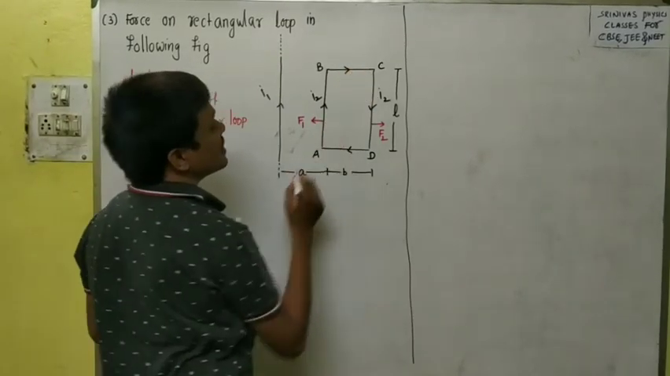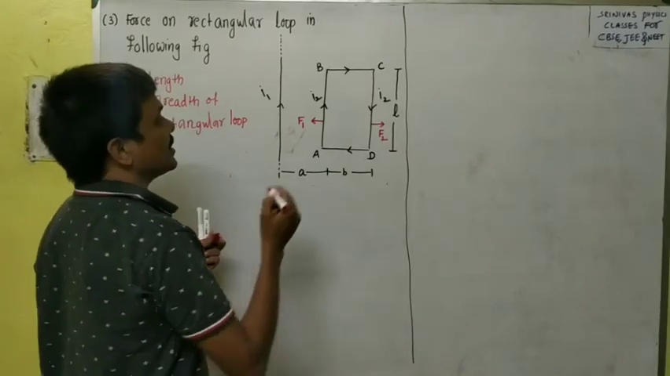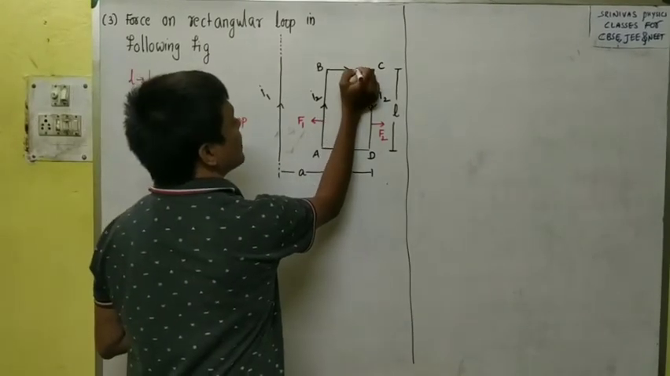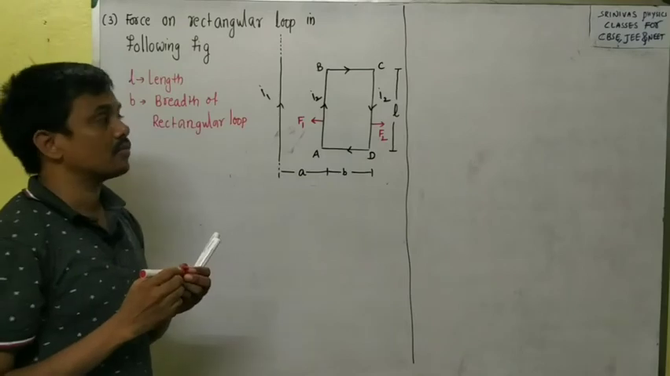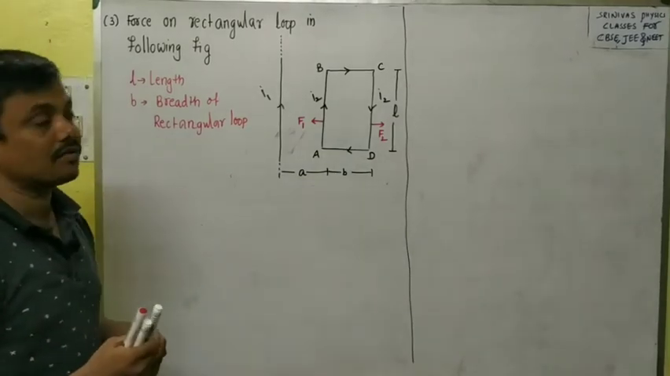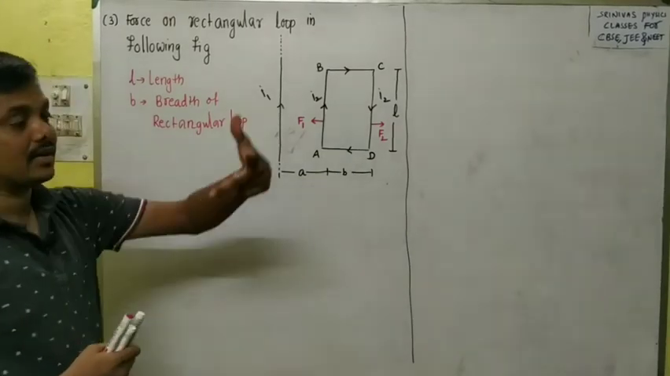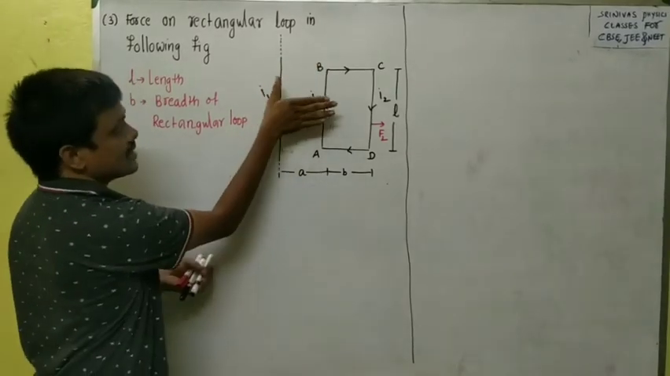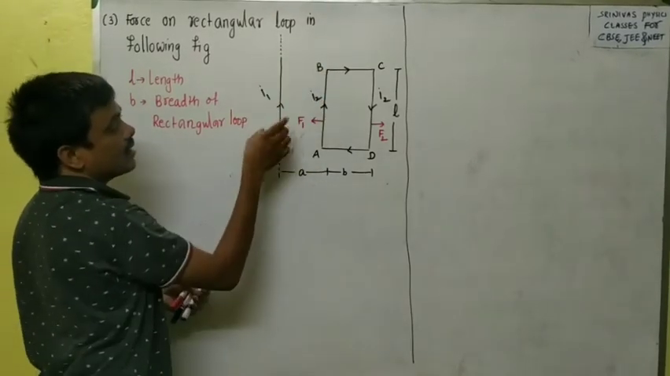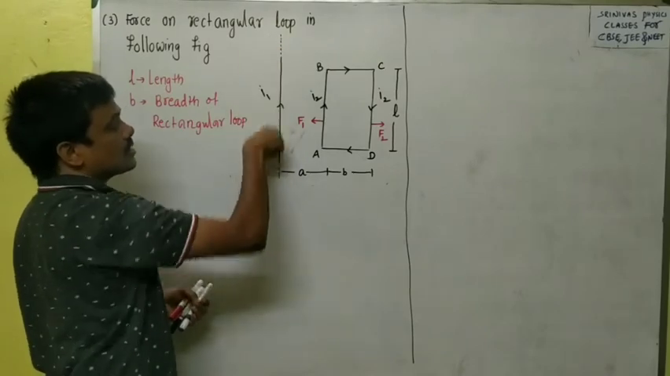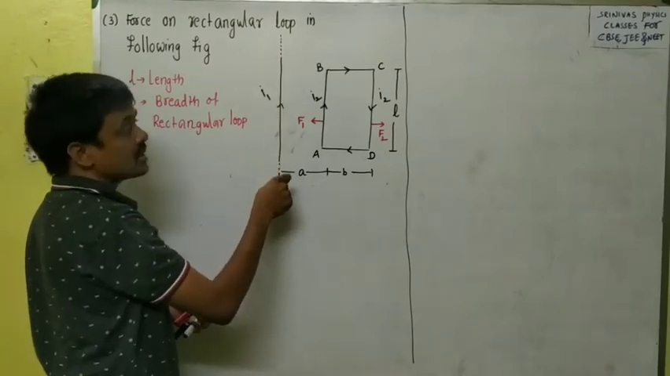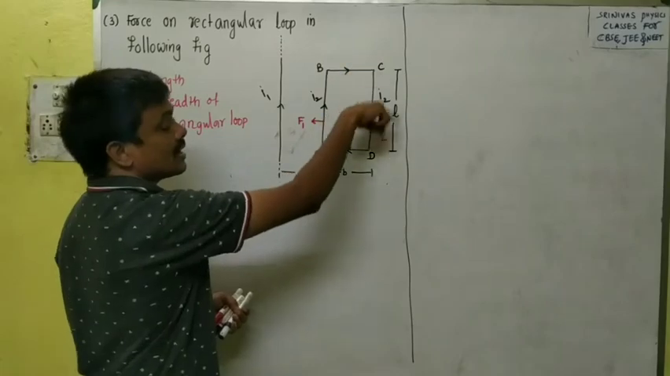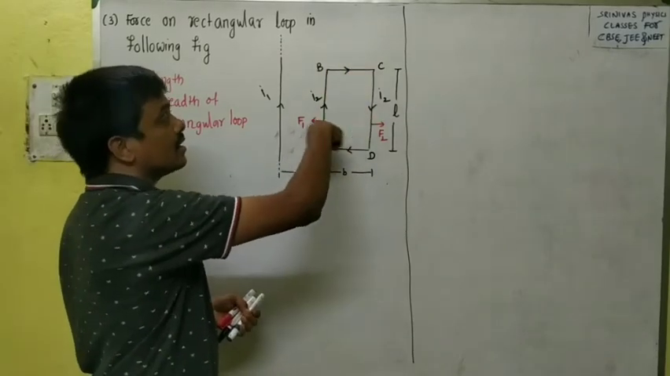Force on BC: the direction is exactly upward. How do we know the direction of the force? We have to use Fleming's left hand rule. What about the direction of the magnetic field here? Inward, due to this current carrying wire. Around this current carrying wire, a magnetic field will be produced. This loop is in this magnetic field. That's why the force will act on the loop.